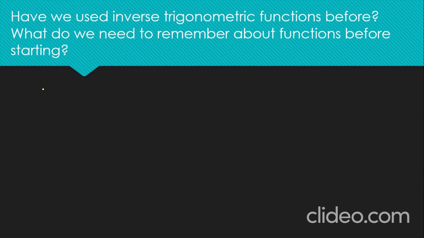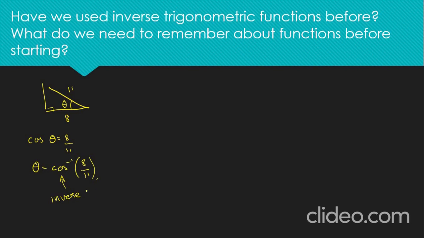has been used with, say, standard SOHCAHTOA trig. So for example, you might not know that this is theta. You might know that's 11 over 8. And so in this case, you've got the adjacent over the hypotenuse. Cos of theta is equal to 8 over 11. Okay, and then what you would have used is theta is equal to cos to the negative 1 of 8 over 11. Okay, that there is inverse trig. Okay, that's the inverse of cos.